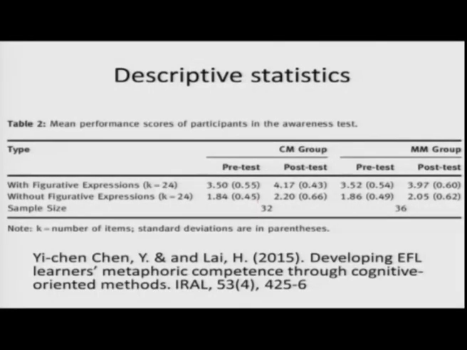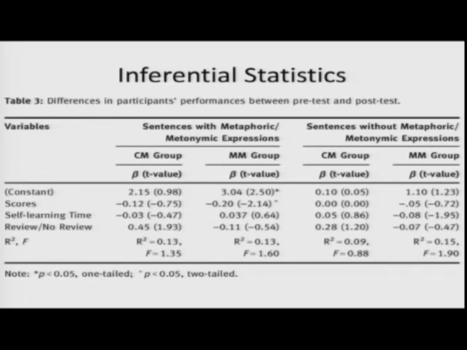This is from a paper, developing EFL learners' metaphoric competence through cognitive oriented methods. There were two groups, control group and experimental group. With one group they used cognitive oriented methods, that was the experimental group. If you look at it, there are two groups, then there were pretest and post test. These are mean scores, and standard deviation scores are given in parentheses. This is an example of descriptive statistics. This is an example of inferential statistics.